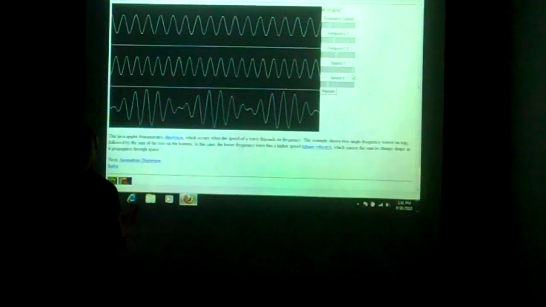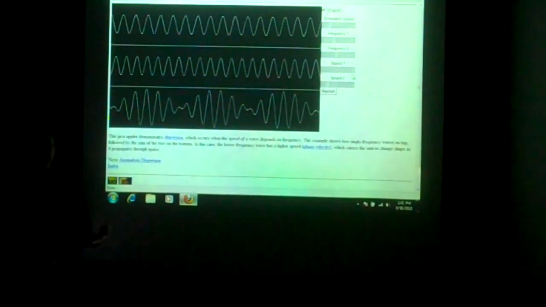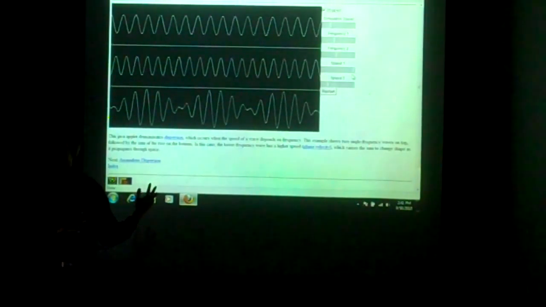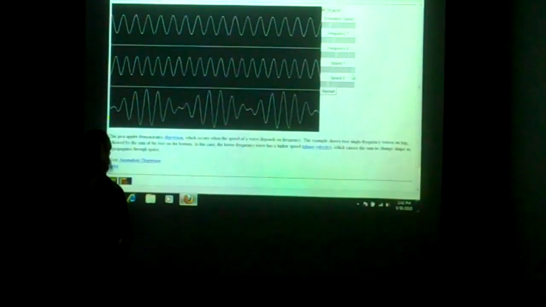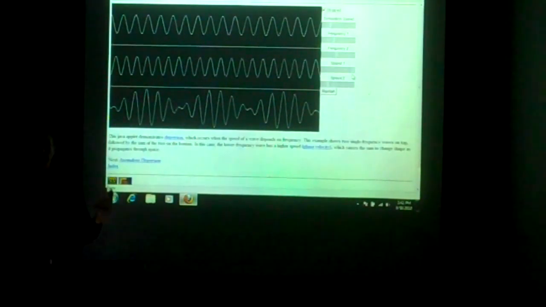Now, sound in air or light in a vacuum is what we call non-dispersive. In other words, consider light in a vacuum. The speed of light in a vacuum is independent of the wavelength. So no matter what the wavelength is, the waves travel at the same speed. And that's called a non-dispersive situation. But there are other waves where the speed of the wave does depend on the wavelength. And that's what we're going to look at here.